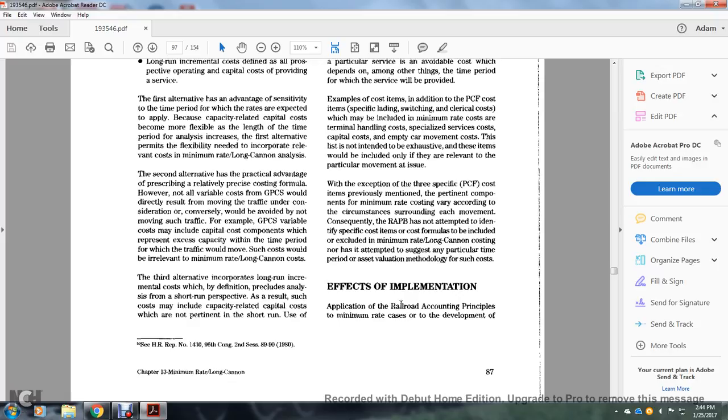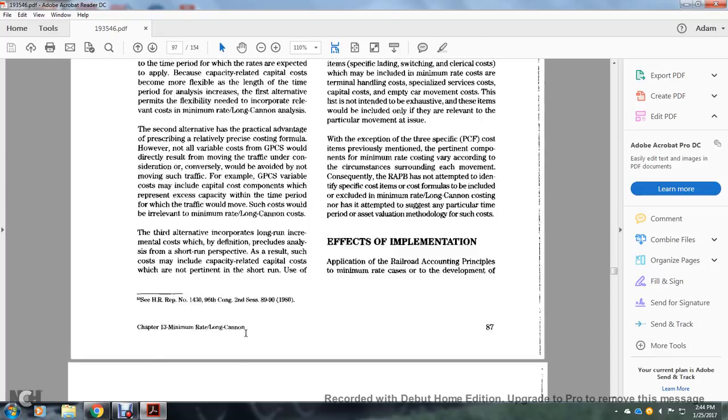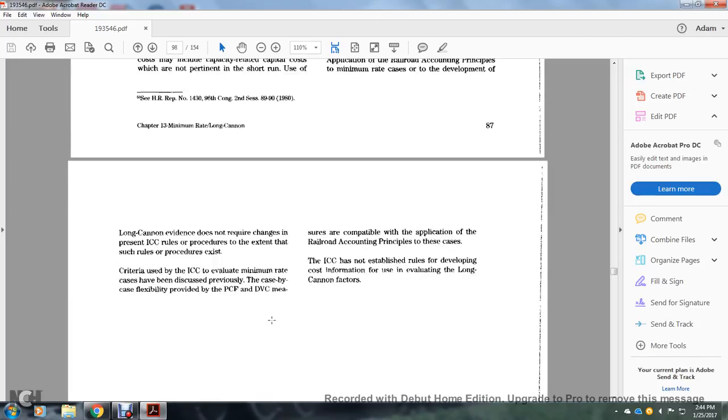The effects of the implementation. Application of the railroad accounting principles to minimum rate cases and the development of long canon evidence does not require a change to present Interstate Commerce Commission rules or procedures, to the extent such rules or procedures exist. The criteria used by the Interstate Commerce Commission to evaluate minimum rate cases, discussed previously, are case by case, with flexibility in the presumptive cost floor and direct variable costs, measuring capability for application of the railroad accounting principles to these cases.